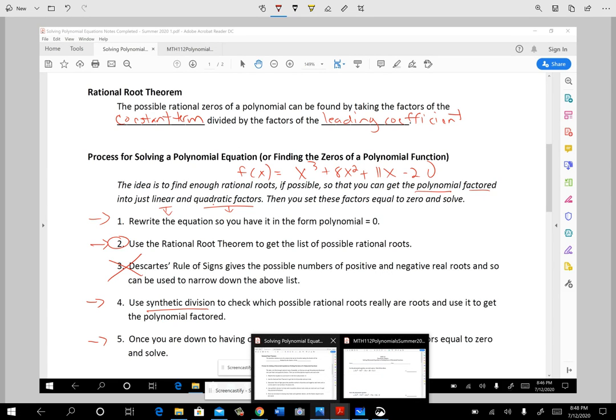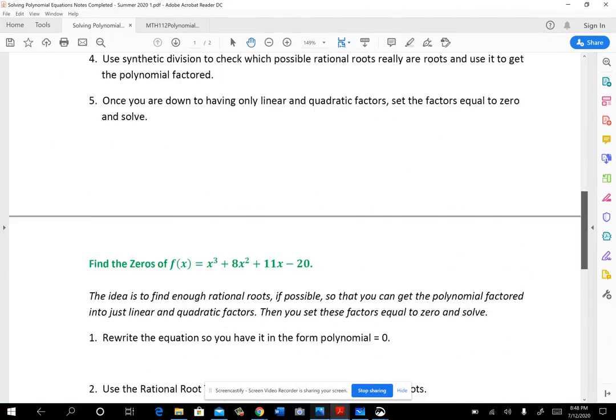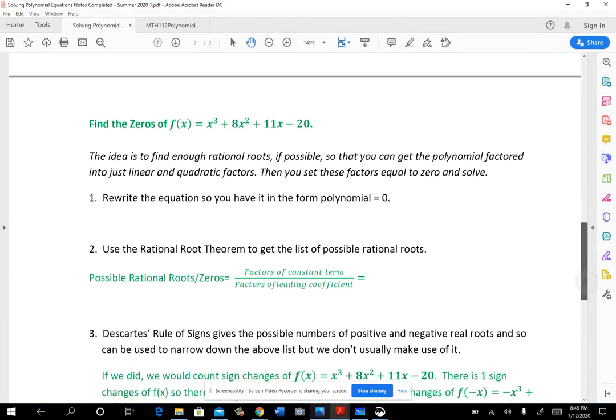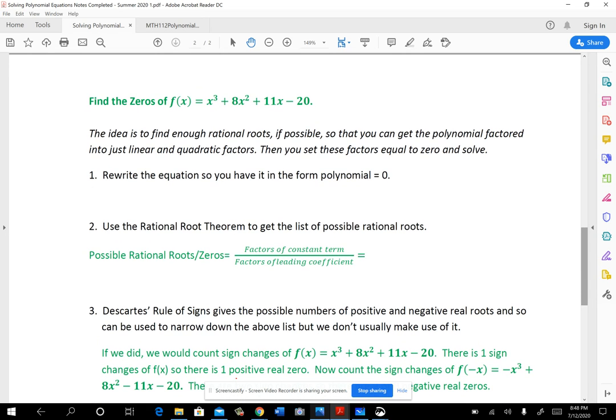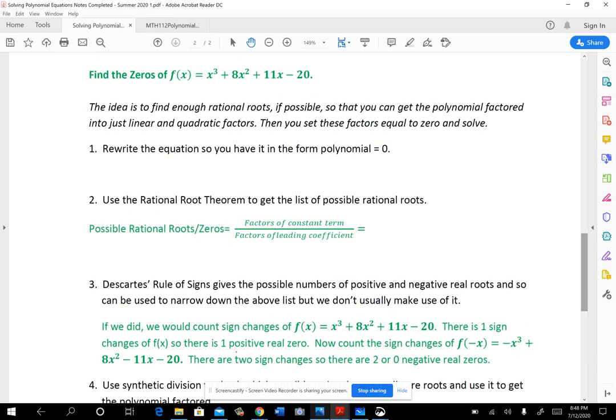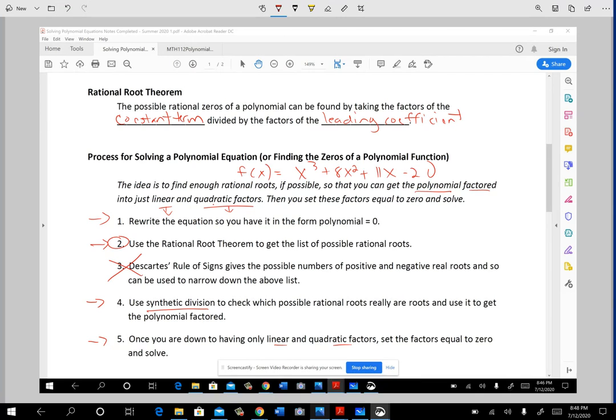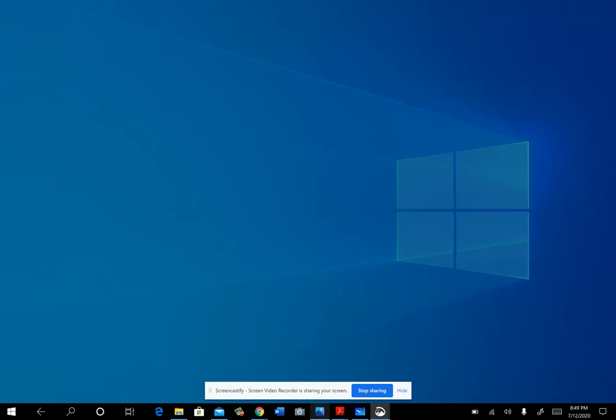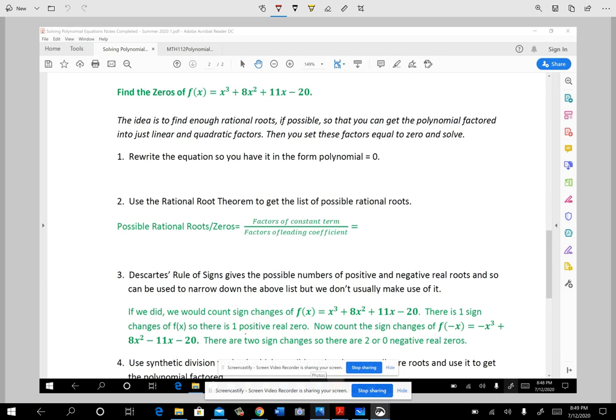All right, so let me go back and let's go to the page where we're actually going to run through the examples. Let me get at least the first 3 on there and then we'll get into the work of it all. Here's an example all worked, where we can work it out with those steps. If we're trying to find the zeros of this function right here, what we're going to wind up doing is going through that process.